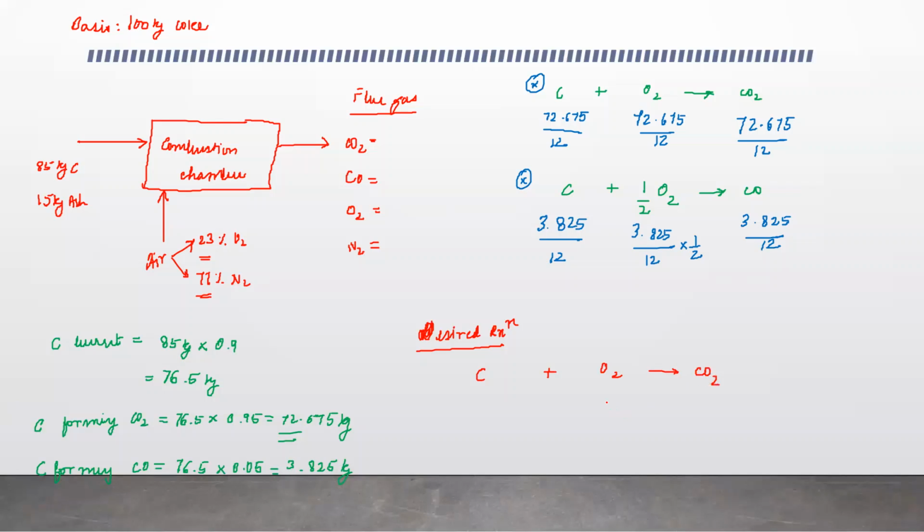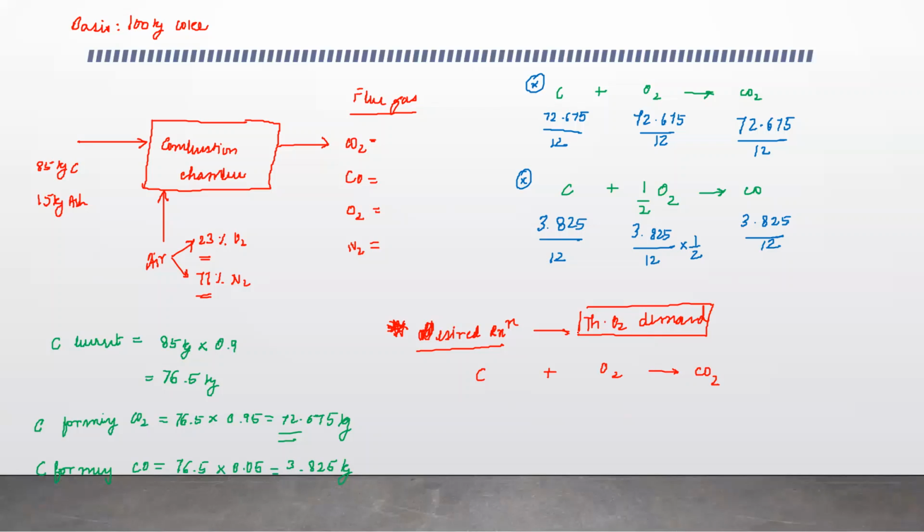This is what we get. This is what we want. So why is the desired reaction important? Desired reaction is important because from here, we are going to get the theoretical oxygen demand. All right. From the desired reaction, we'll get the theoretical oxygen. So what is the desired reaction?